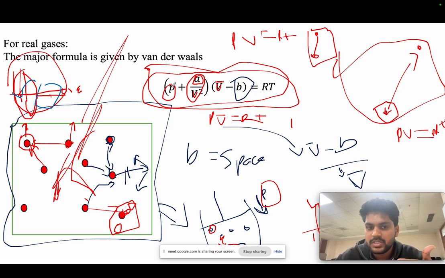With the pressure which we have, we are adding that part to understand how much pressure is exerted on the system. And V bar, basically we are taking the volume of the system and deleting whatever space is occupied by a single molecule, equal to RT. So this is how the real gas van der Waals equation was derived.